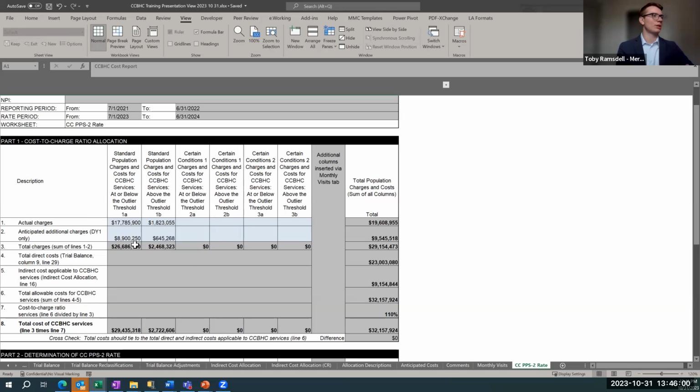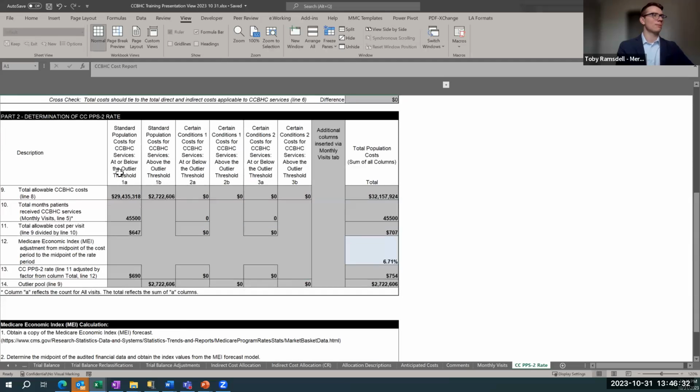Now you'll see at this point, the charges are allocated based on the cost to charge ratio. So the total amount of allowable CCBHC costs will be allocated based on the cost to charge ratio between the outlier threshold and the standard population. But you'll see that that sums to total allowable CCBHC costs. So that's how we tie out the trial balance to this schedule.